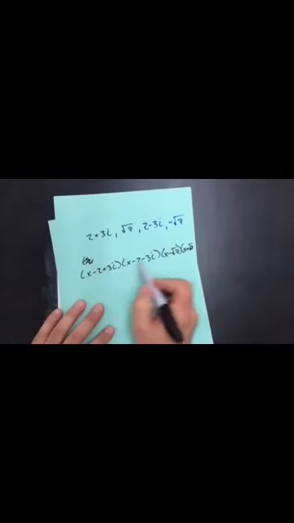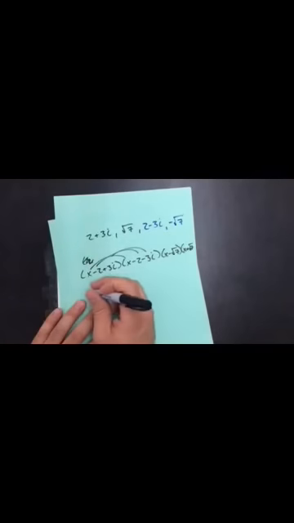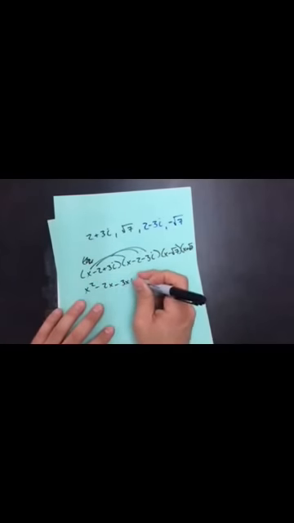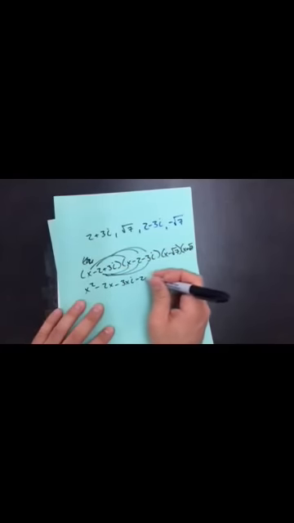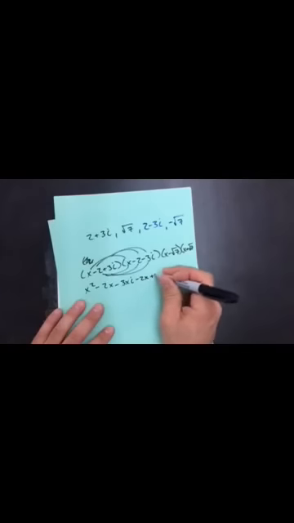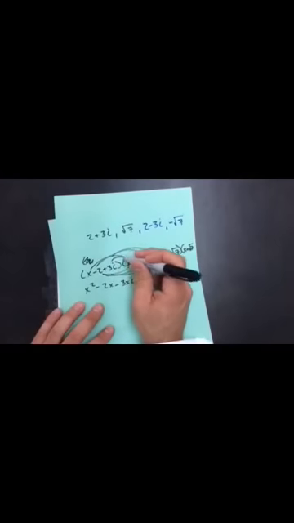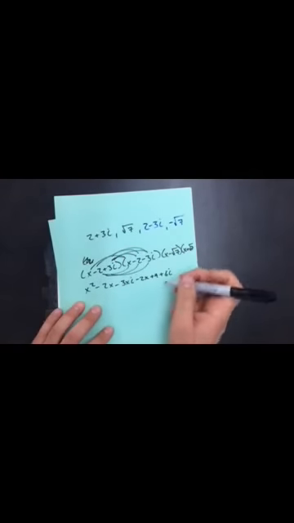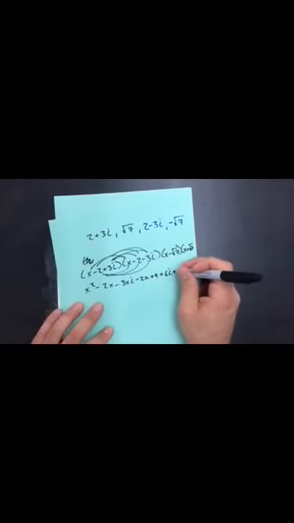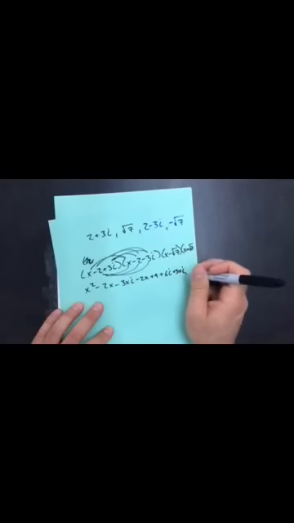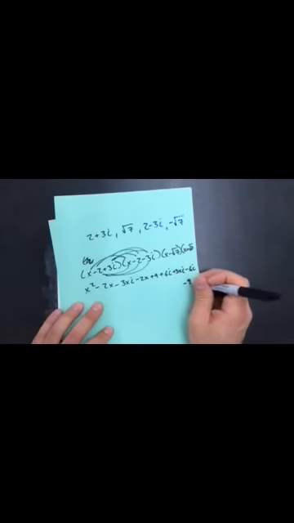So I'm going to distribute this guy out, x times all of these, which gives me x squared minus 2x minus 3xi, -2 times all of these, which gives me -2x plus 4 plus 6i, and 3i times all of these. So that's going to give me plus 3xi minus 6i minus 9i squared.